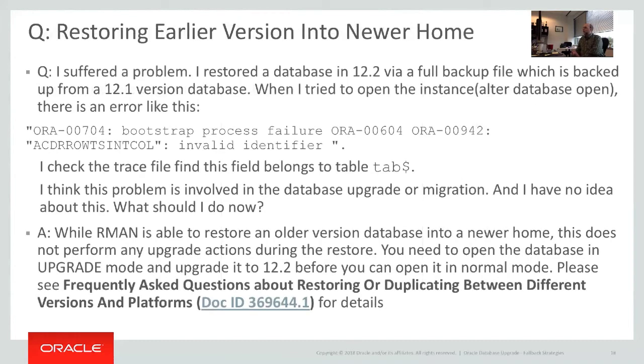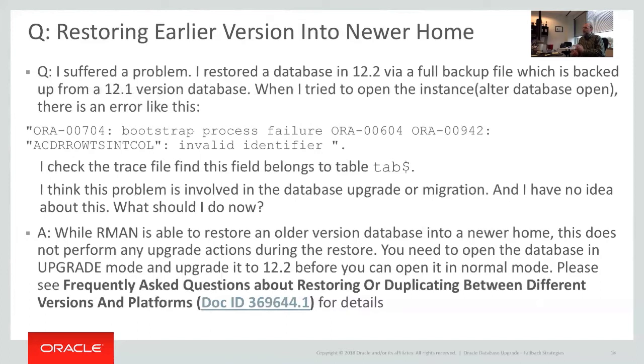So the last customer question that we have submitted has to do with restoring a database from an earlier version into a newer Oracle home. As you can see here, when this customer tried to open the instance with an upgrade database open, they get an error saying there's a bootstrap process failure, invalid identifier, and in this case, there was a field in tab$ that is not valid somehow.